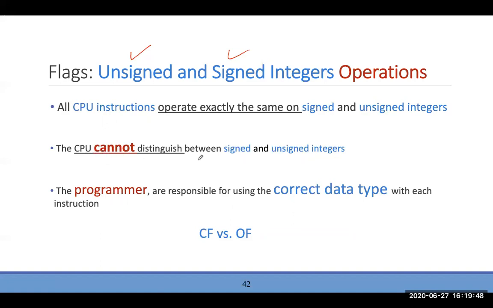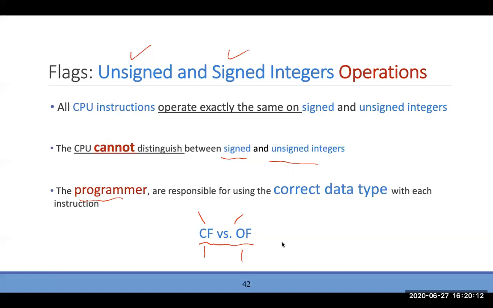So we're gonna say it cannot distinguish signed from unsigned, I said that before. So sometimes actually the programmer has to decide it. And I will show you some examples when the CPU actually is gonna report both. When you do some operation, you're gonna see like carry flag is 1 and the overflow is 1, and you're gonna say, oh my God, what should I do?